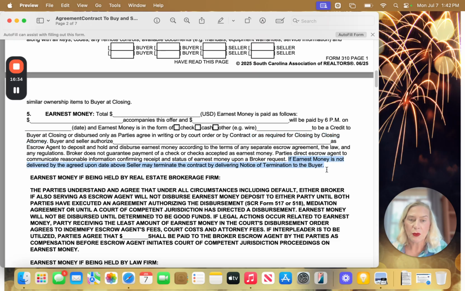One section I want to mention is if earnest money is not delivered by the agreed upon date. If earnest money is not delivered by the agreed upon date above, the seller may terminate the contract by delivering notice of termination to the buyer. So if the attorney says, I have not received the earnest money yet, and it's been 24, 48 hours, go ahead and submit the notice of termination. That comes into play when the market gets a little hotter for everybody, so just be aware that that actually does exist.